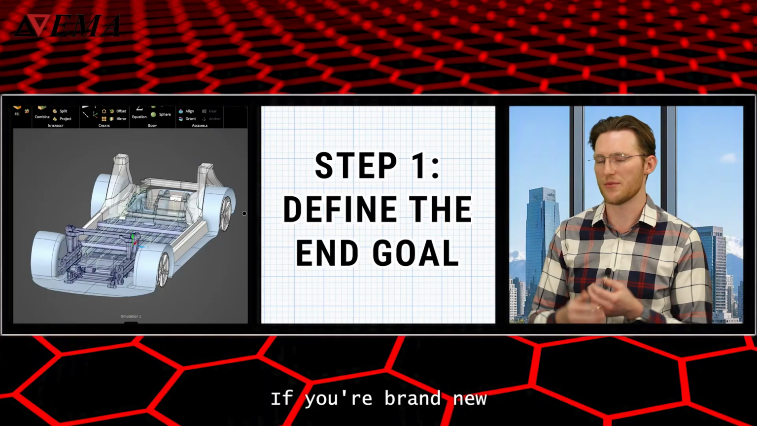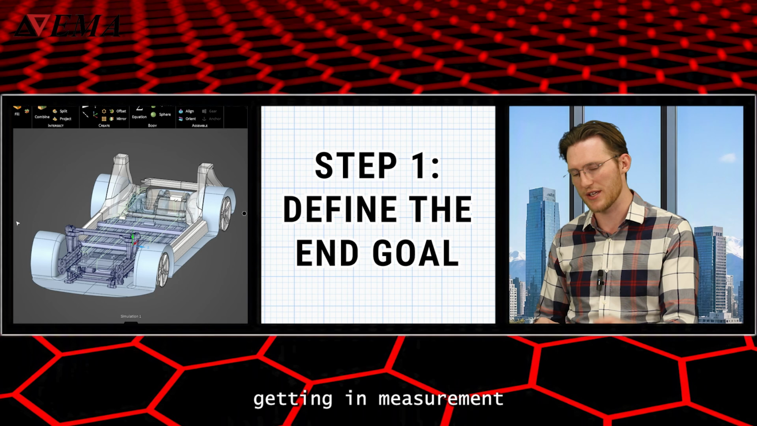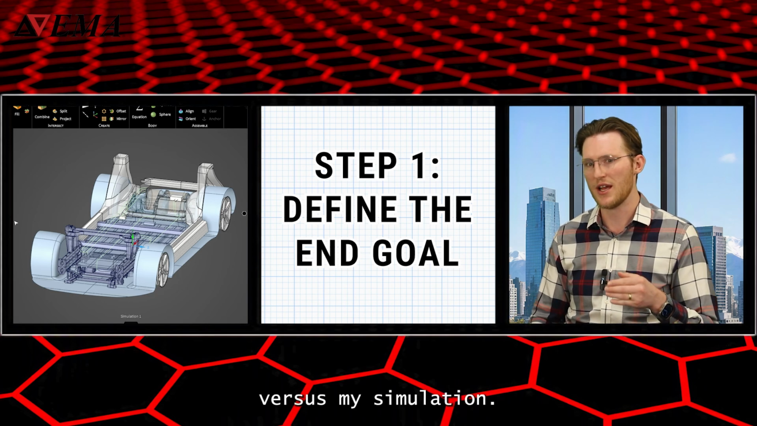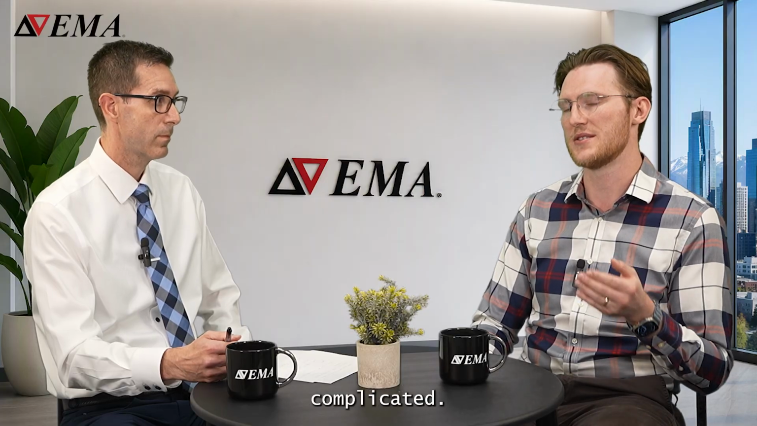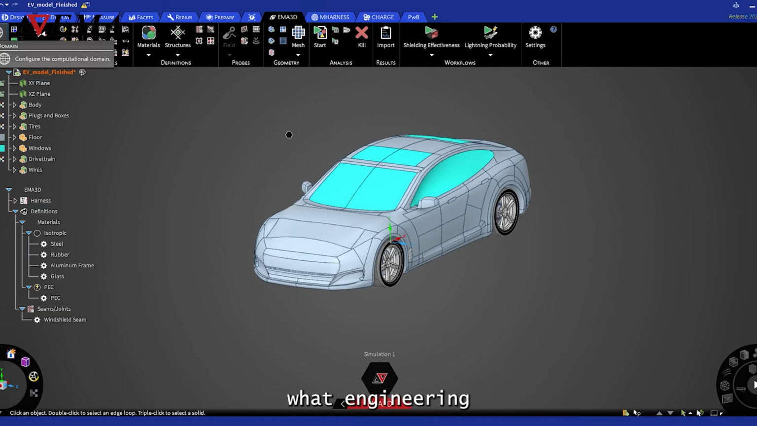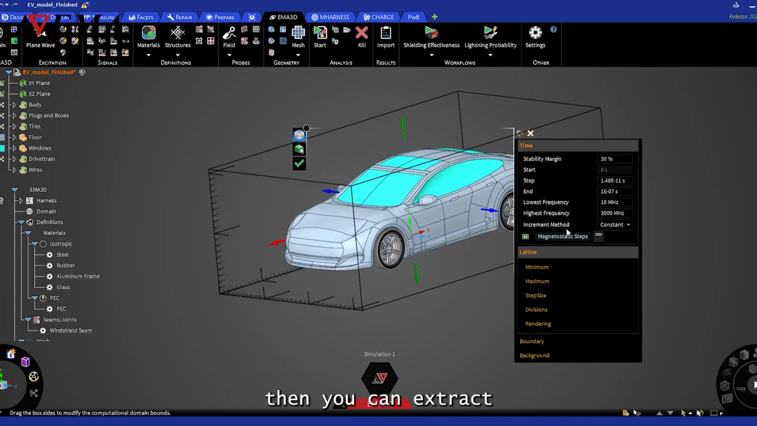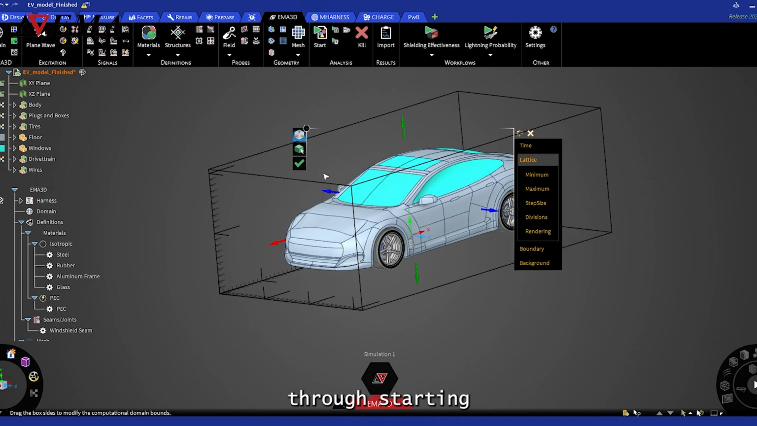Yeah, so I think the first thing that you need to figure out is, what is your end goal? If you're brand new to simulation, a lot of people think the first step should be, I need to match exactly what I'm getting in measurement versus my simulation. And when we're talking about a full platform, just because we know that we're the best at full platform doesn't mean it's not complicated. It's inherently complicated. If you figure out your goal and then think of milestones of what engineering insights you can get as you build up to your full platform with thousands of cables, every single bit of MCAD in there, then you can extract engineering insight starting with simple models.